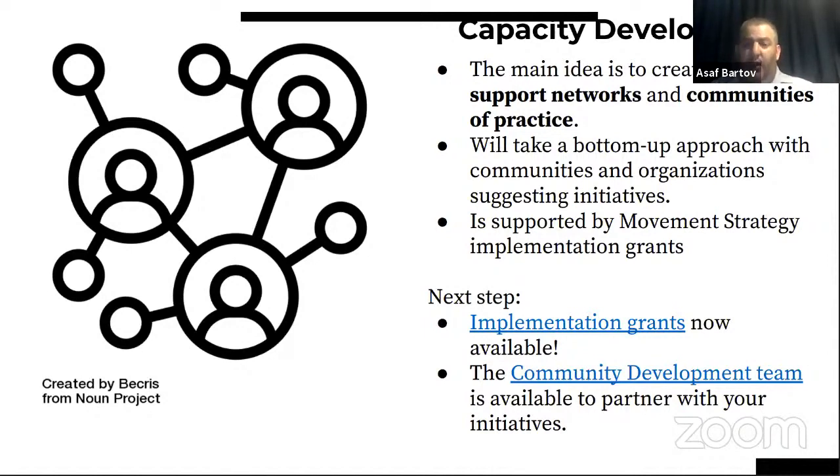And in addition to the movement strategy team at the Wikimedia Foundation that is facilitating all this and helping set up conversations and events, there is another team in the Wikimedia Foundation, the team I actually belong to, the community development team, that is the professional contact about this. That's what we do, right? Capacity building is what this team does. And that team is also eager and available to partner with you about any ideas or initiatives you have about capacity building as strategy implementation.